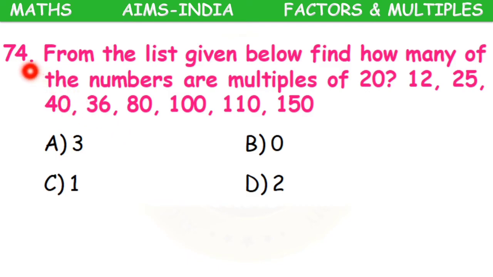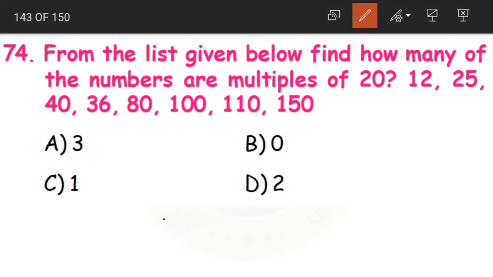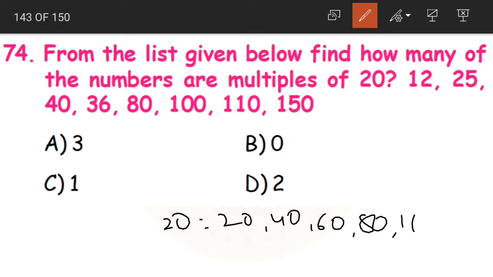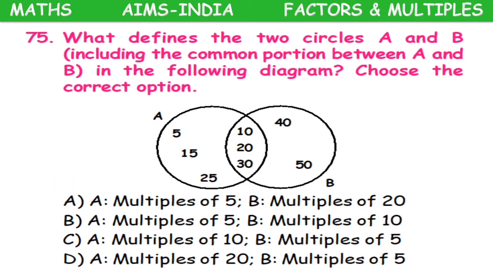Next question 74. From the list given below, how many numbers are the multiples of 20? Now the multiples of 20 are 20, 40, 60, 80 and 100, the first 5 multiples. Now from the list, which are the same here? We have 40, 80 and 100. Yes, so these 3 numbers are the multiples of 20.